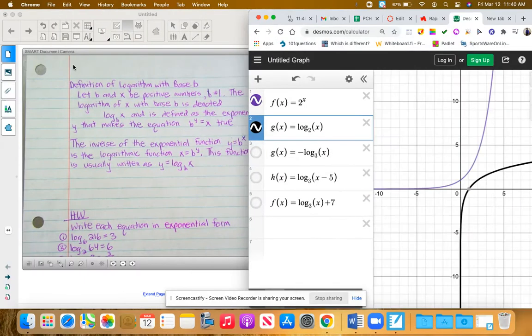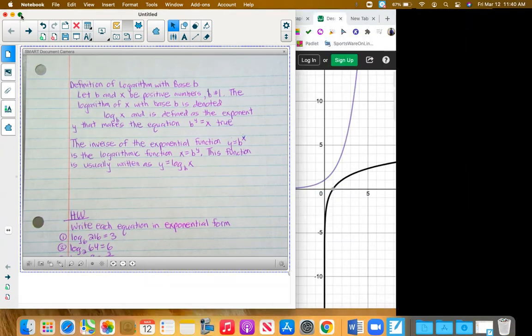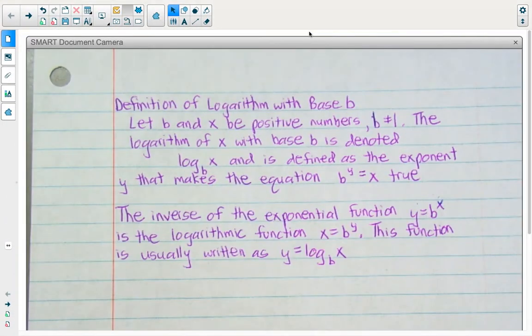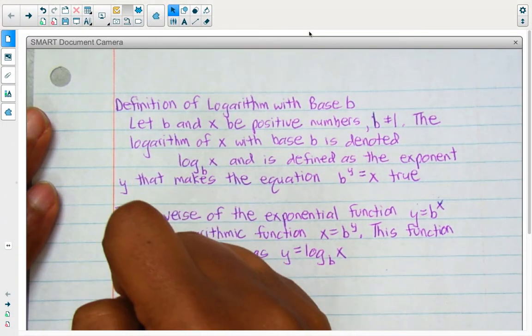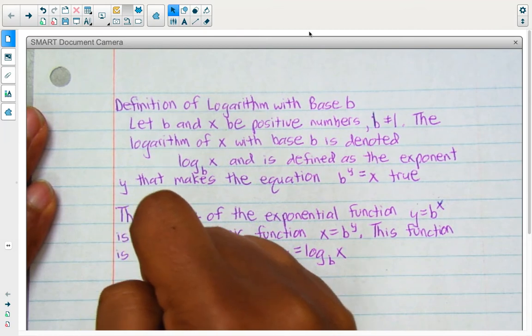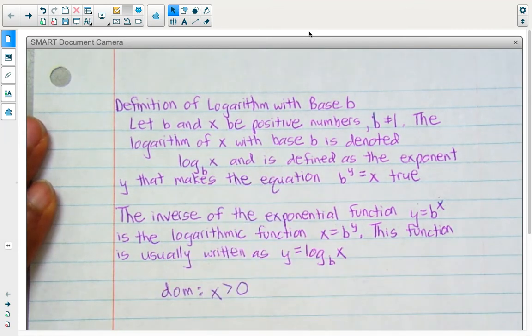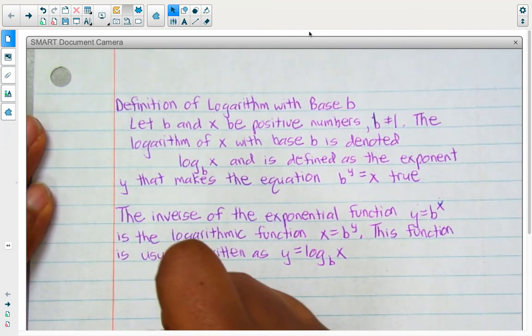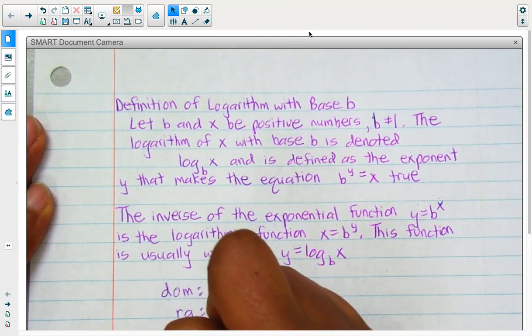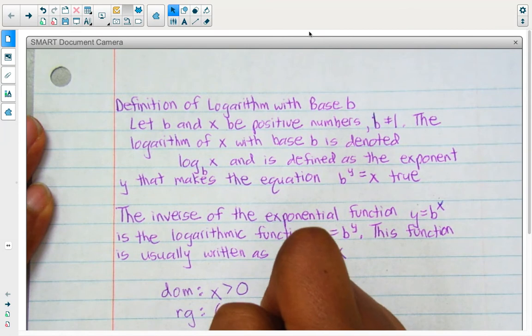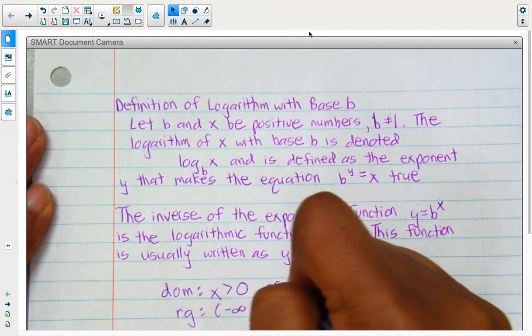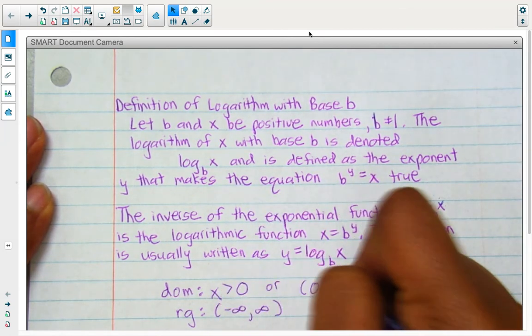And now let's go back to our paper and we're going to write down a few things. So for a logarithmic function, my domain is x greater than 0, and my range goes from negative infinity to infinity. And if you want to write the domain in interval notation, it'd be 0 to infinity.